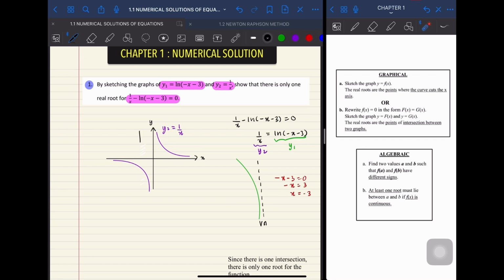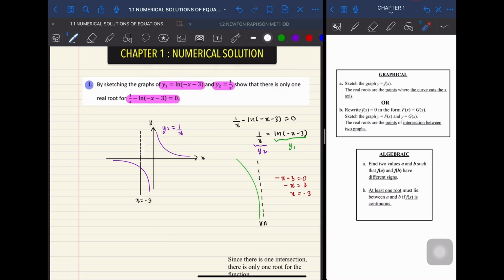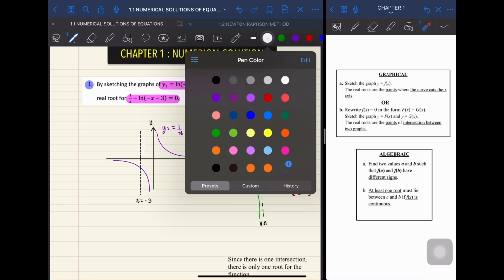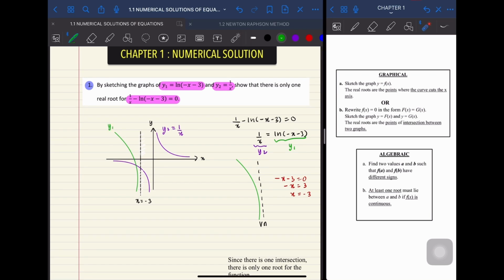Let's draw the vertical asymptote first, somewhere over here. So this is x equals negative 3. I'm going to make a dotted line for the asymptote. So the graph is going to look like this. This is your y1. Done, so you can label your function.